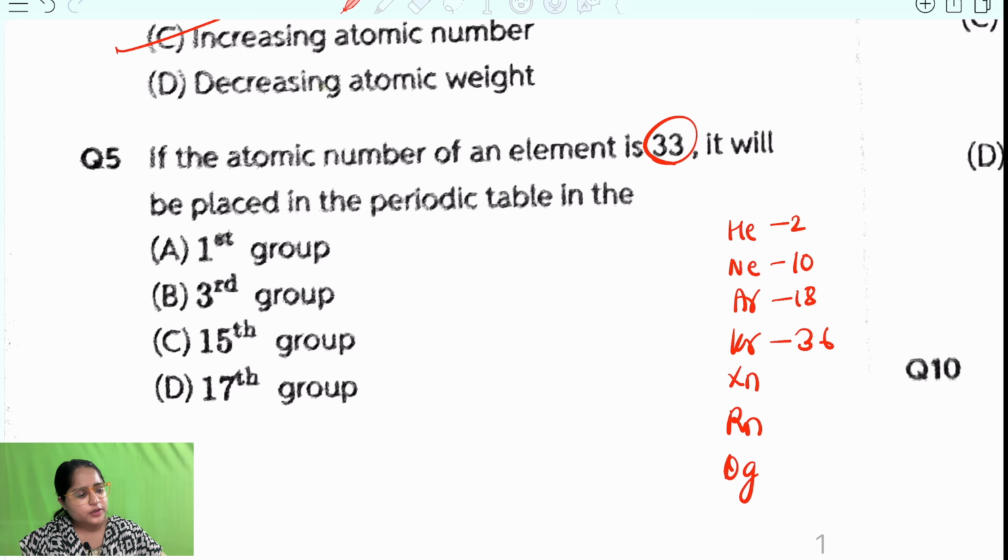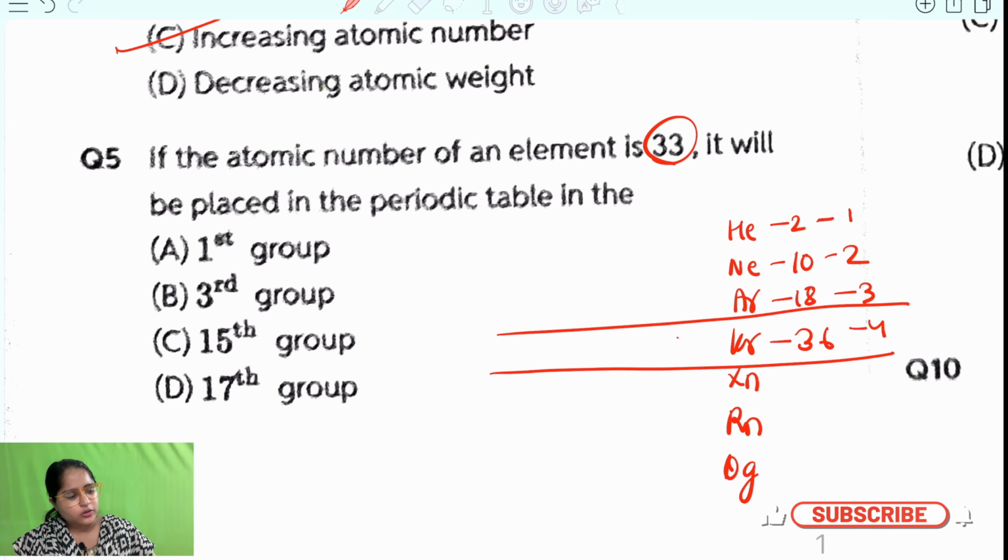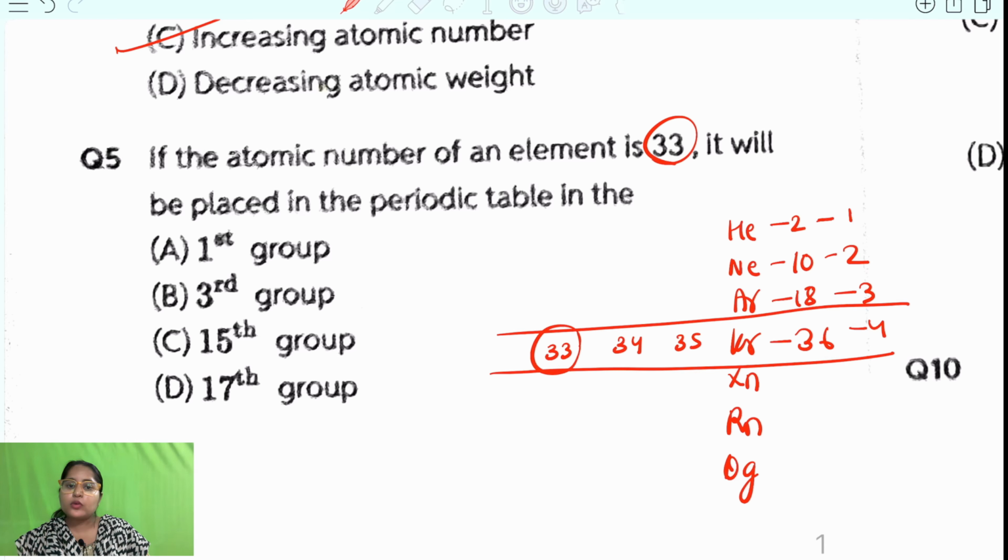Which period do we start from helium? First period, second period, third period, fourth period, and so on. So 33 they are asking. Where will it fall? 33 will fall in the krypton period, just before krypton, which is 36. So just before 36, 35 will come, before 35 comes 34, and before 34 comes 33, and for 33 only they are asking.